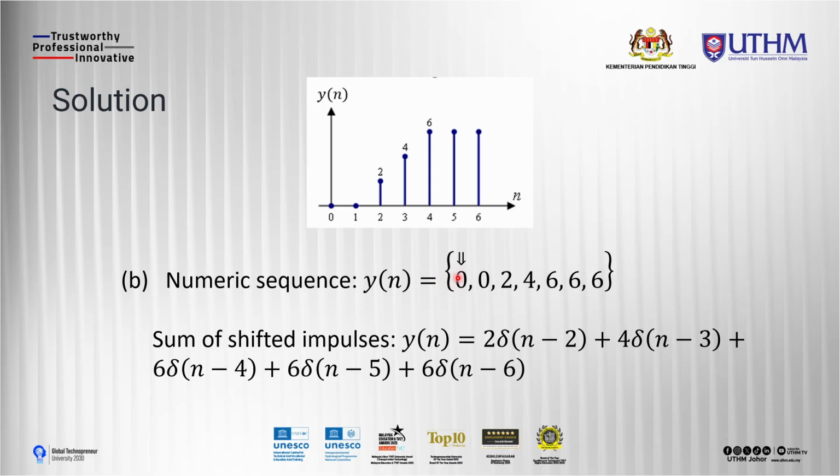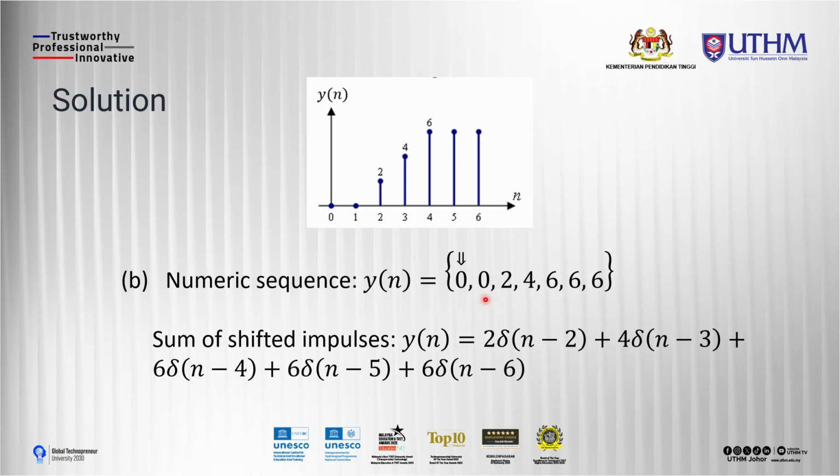Okay, like this. For the sum of shifted impulses, you don't need to include the empty values, meaning the 0 values. You only need to write the shifted impulses with values. For example, you have the values 2, 4, 6, 6, 6 only. So you can just start with 2, the amplitude, delta[n-2]. This is at location 2. And then 4, so the amplitude is 4, delta[n-3], at location n equals 3.